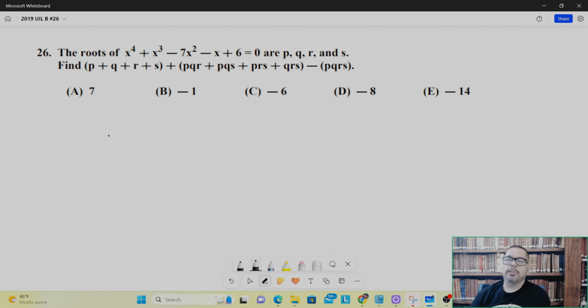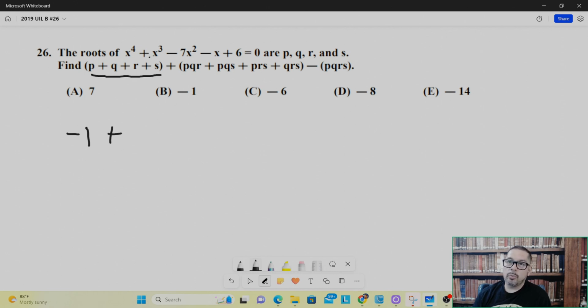We go to the year 2019, UIL number 26, and notice we have a 4th degree polynomial here. They say the roots of the 4th degree polynomial are p, q, r, and s. Find the sum of the roots, plus the sum of the roots taken 3 at a time, minus the product of the roots. So for the sum of the roots, it's always the opposite of the second coefficient, in this case the cubic, over the lead coefficient, so negative 1 will be the sum, plus the sum of the roots taken 3 at a time.